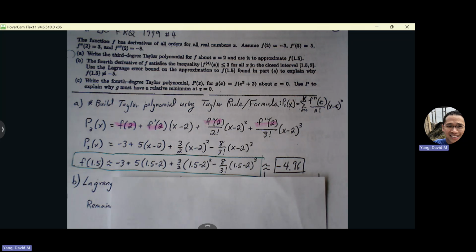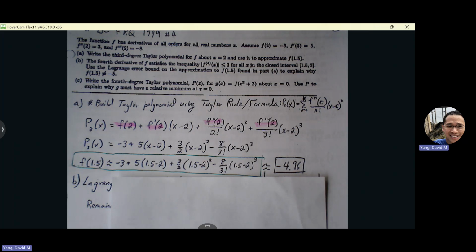So this is our approximation using the Taylor polynomial. We know that this is only to the third degree. We know this is not the exact value of f(1.5), but we can have an idea as to how accurate this is if we can figure out the error. So let's go through the Lagrange error bound. Identify your n value, identify your x value, identify your c value. Your n value is 3. Your x value is 1.5, and your c value is set at 2.